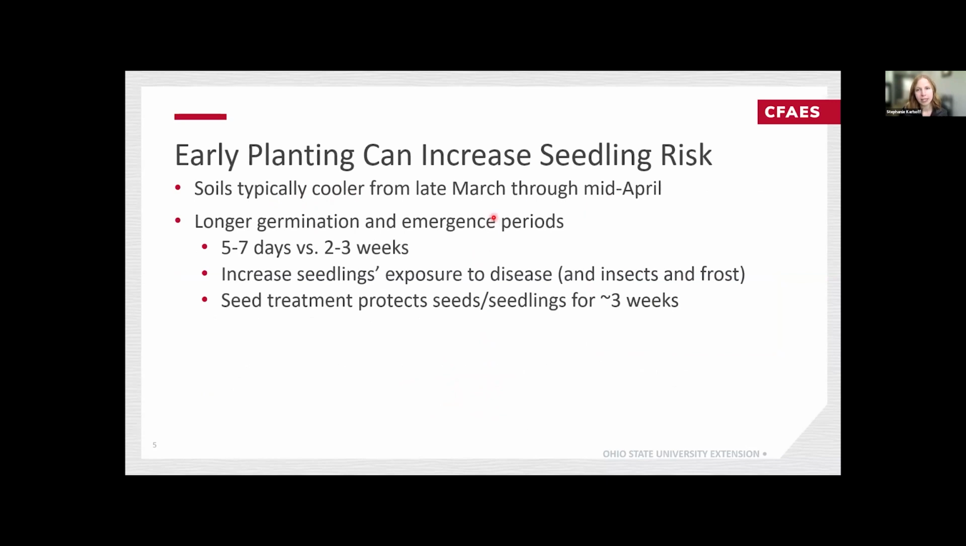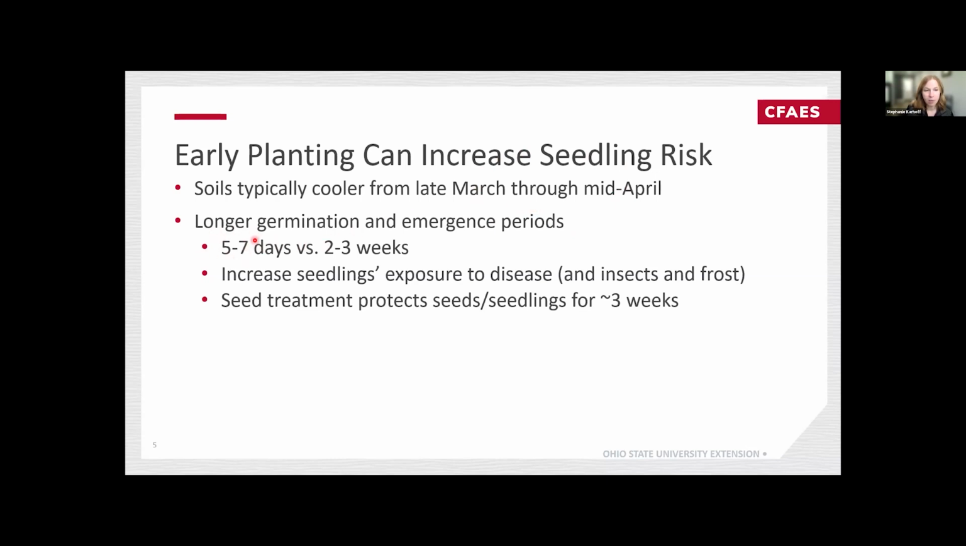So early planting is going to increase our risk of seedling disease because we're creating that environment that they really excel in, but also because we may have just a longer period that those seeds are exposed to different stresses. So diseases, yes, but also insects and different weather stresses, especially frost. And that's because, as we know, if we plant in that late March to mid-April timeframe for Ohio, we're probably going to need a longer time period to germinate and emerge because we just don't have the same heat units that we do with our later planting dates.